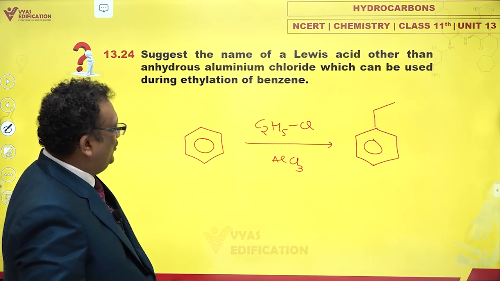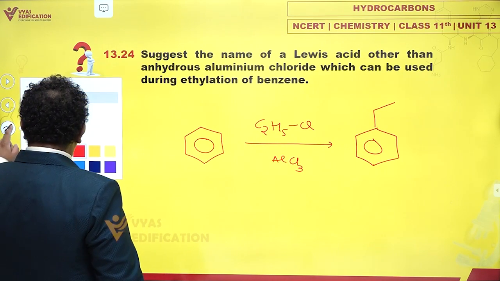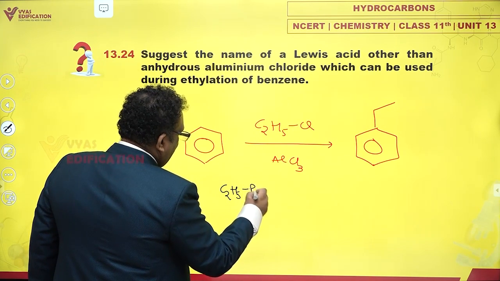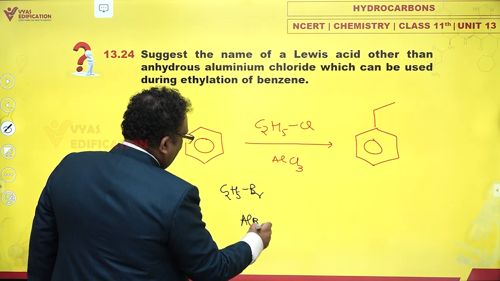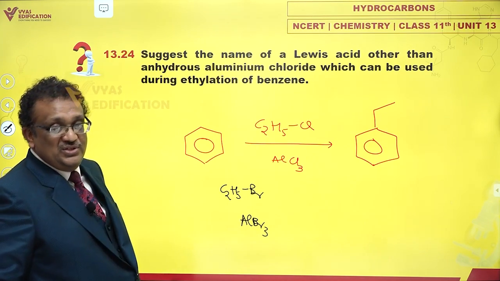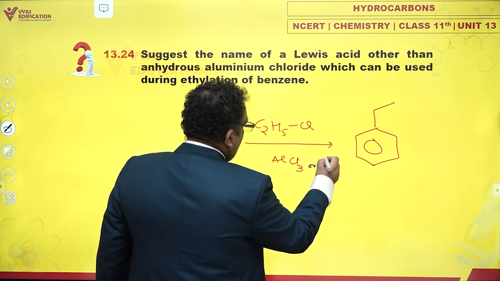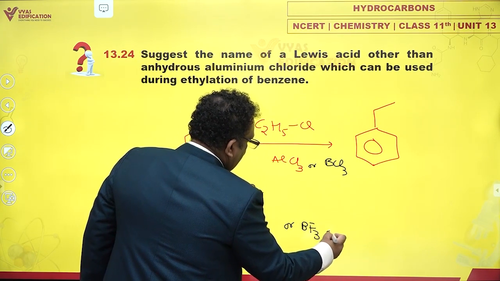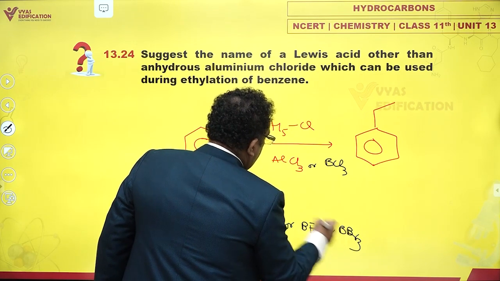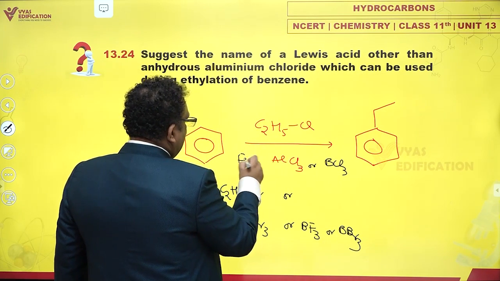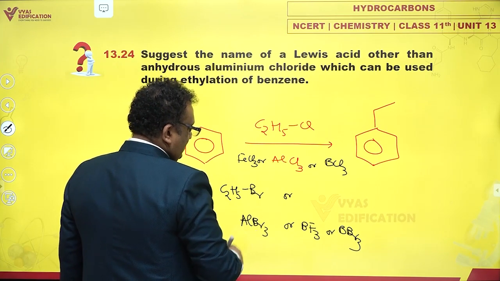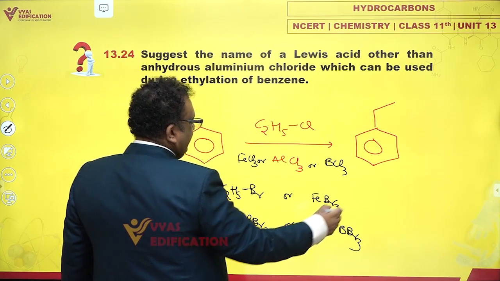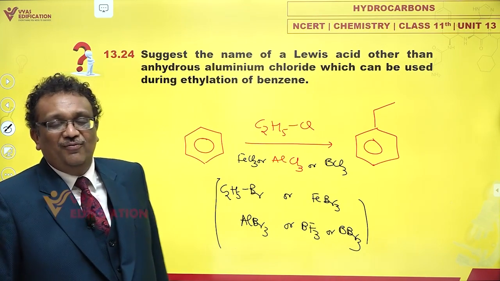You can also use something funny. What? You could have used C2H5Br and anhydrous AlBr3. Can we use this? Yes. Or you could have used BCl3 or BF3 or BBr3 or in this case FeCl3, all anhydrous. In this case FeBr3. All these are excellent Lewis acids, and any one of them would have done the job as easily as AlCl3.